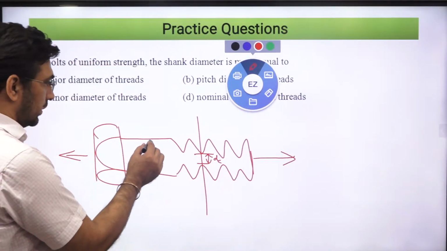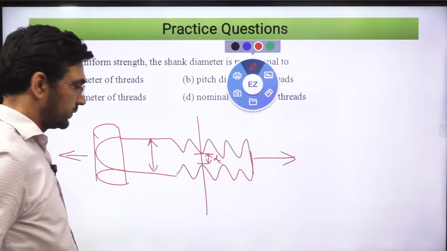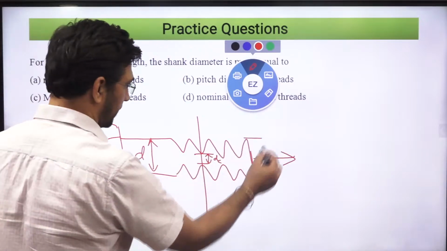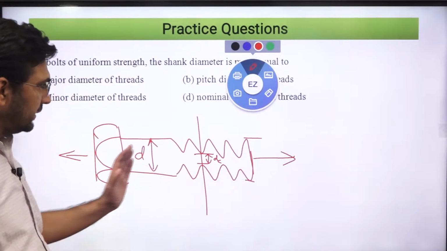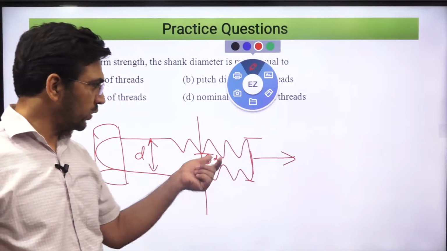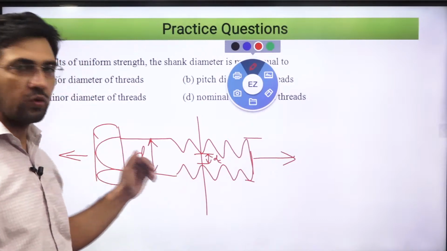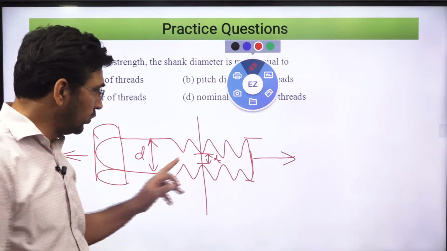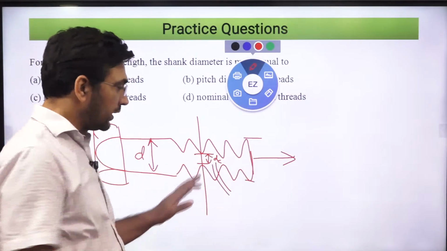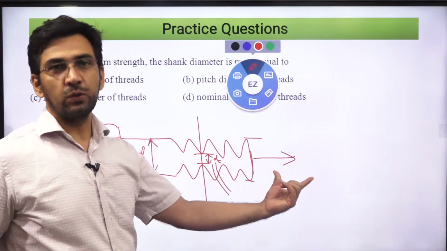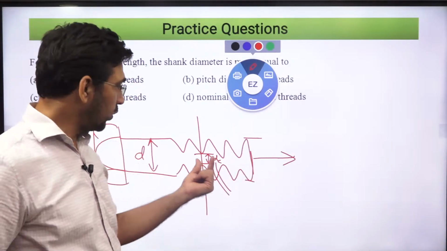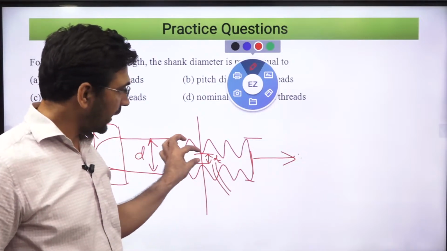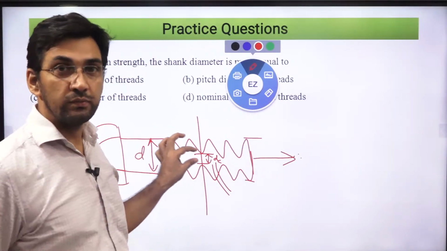Whereas this diameter is larger because this is the nominal diameter, the largest diameter. So it means at the threaded portion you are going to have the larger stress, whereas in this portion you're going to have less stress. And obviously, you will take the value of core diameter such that it carries that particular load. You take the core diameter so that whatever design load you have, the core diameter must be able to carry that load.